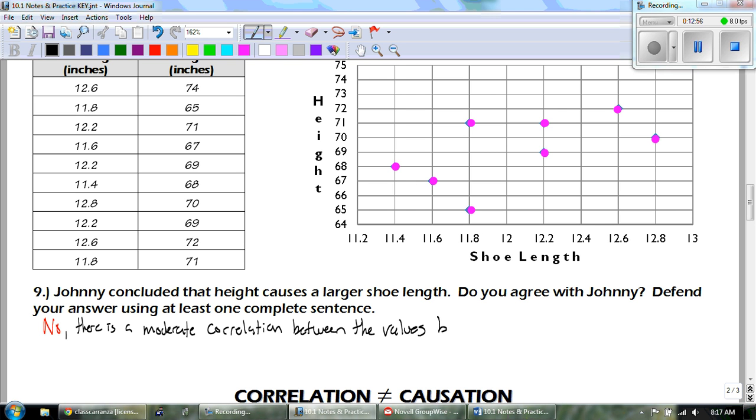But tall people don't automatically have big feet. And you can add, I know it only says one sentence, but this is my second, that even short people can have large feet.